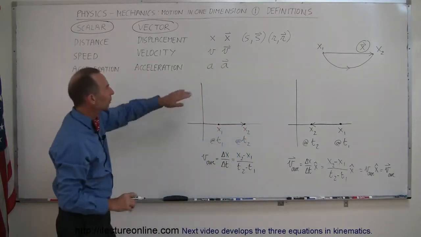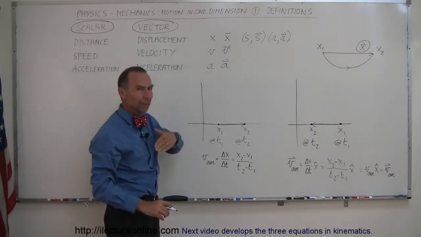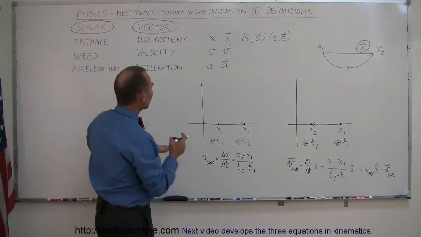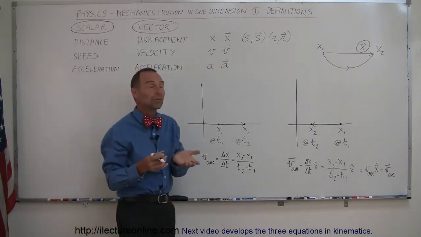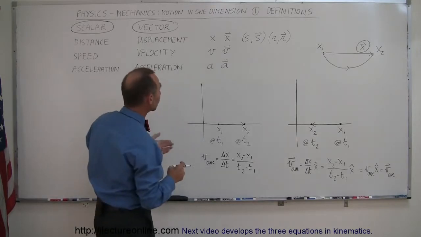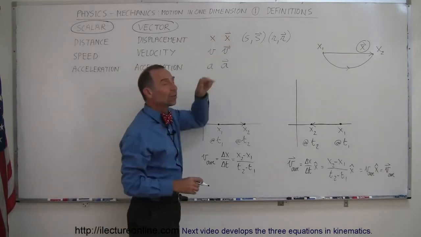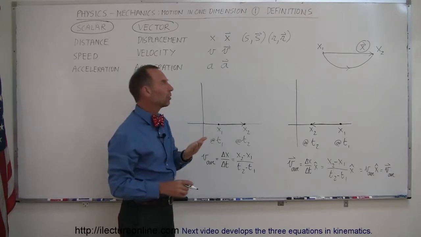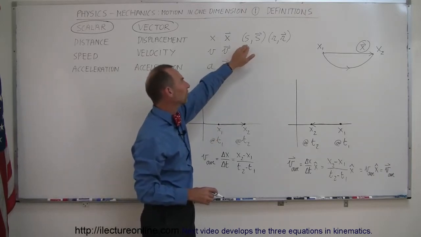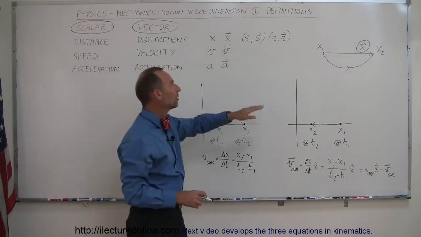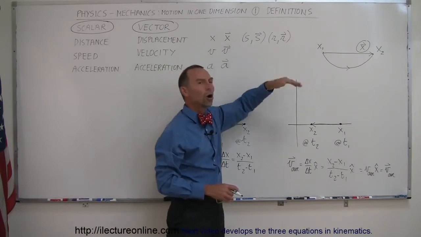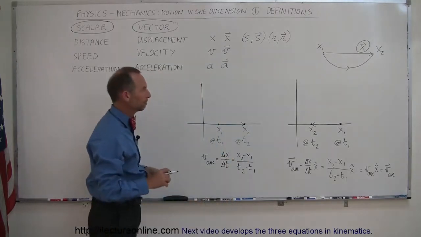All right, so here we have a difference. X typically is associated with how far the person traveled, so that would be distance traveled. X with a little vector symbol on top of it means displacement. Sometimes we use the letter S to indicate displacement. Sometimes we use the letter R for position vector.